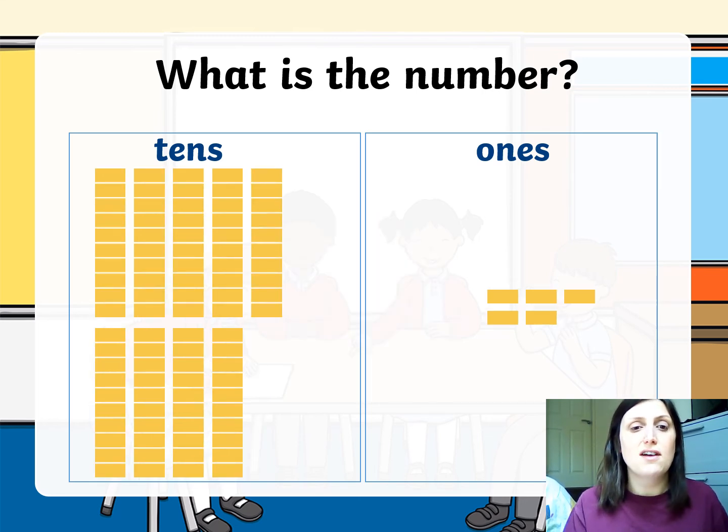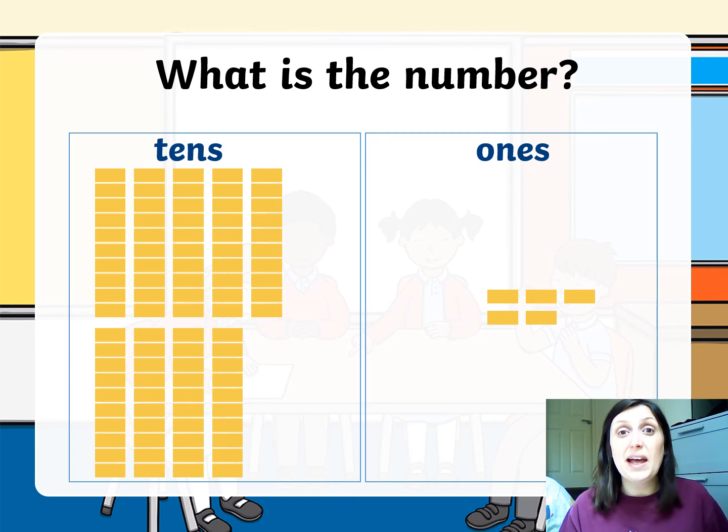Okay. I think this might be the last one, but let's have a look. So again, what is the number? Again, it is a higher number. You're going to have to count the tens first and then switch to counting in ones. Do that and write your answer down. I'm going to give you 25 seconds again. Off you go.